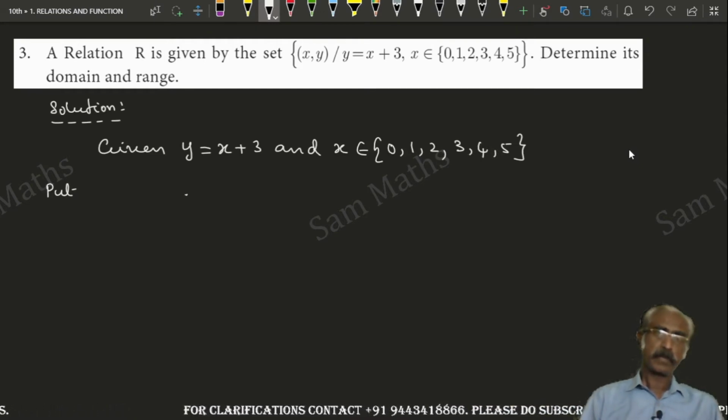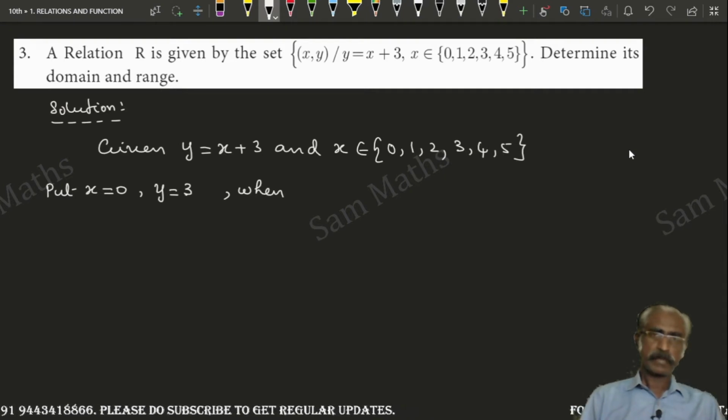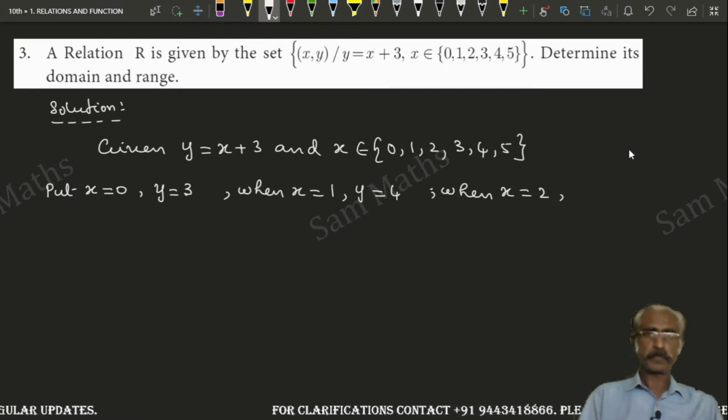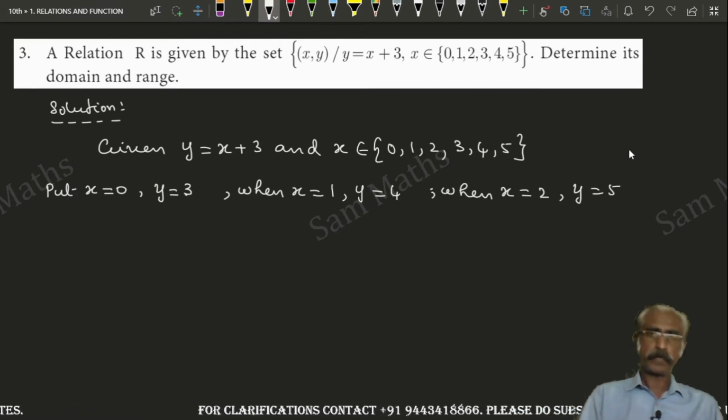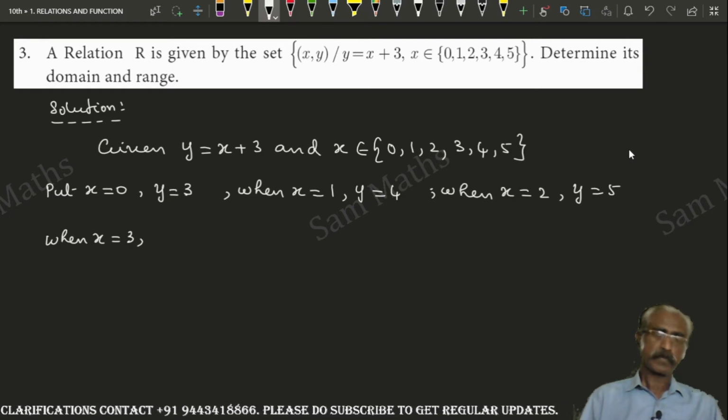Now put x equal to 0, we are getting y is equal to 3. When x equal to 1, y is equal to 4. When x equal to 2, y is equal to 5. When x equal to 3, we are getting y is equal to 3 plus 3, which is 6.